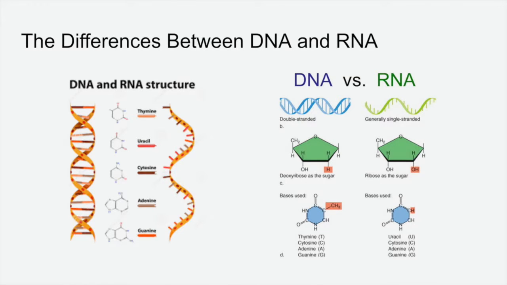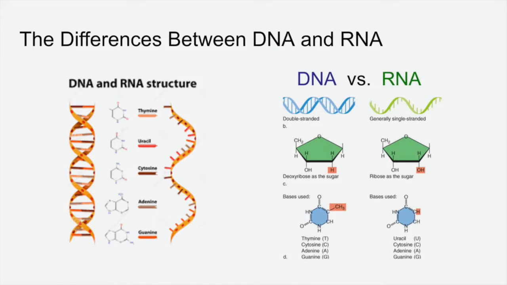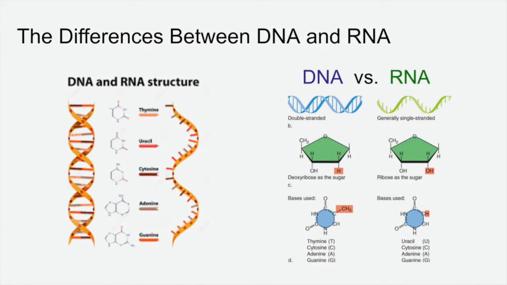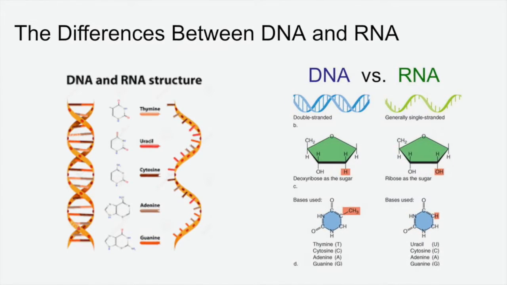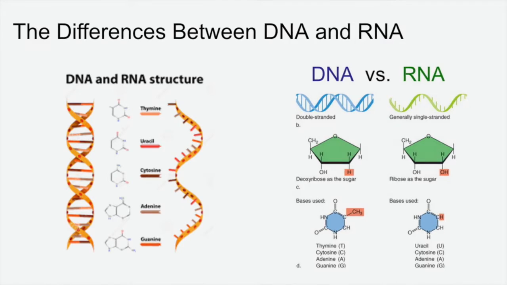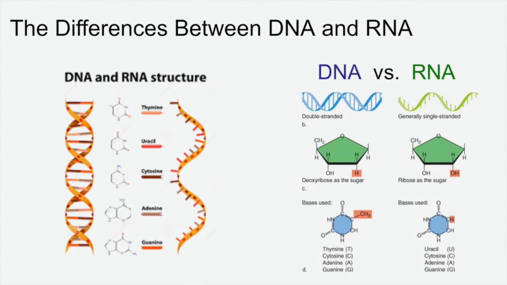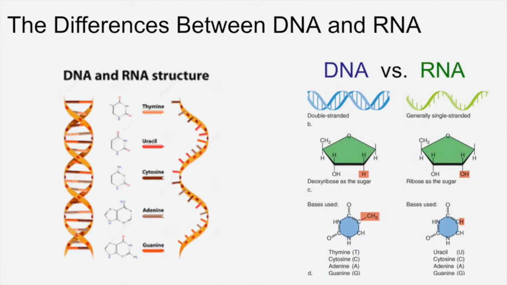The 3 main differences between DNA and RNA are that DNA is double-stranded while RNA is single-stranded. In DNA, the backbone consists of deoxyribose and a phosphate group, while in RNA, the deoxyribose is replaced with ribose. In RNA, thymine is not a nitrogenous base. Instead, it is replaced with uracil, and as a result, adenine will have a hydrogen bond with uracil instead of thymine.